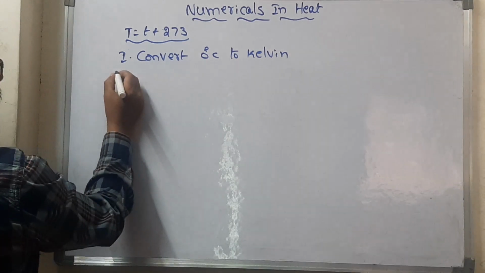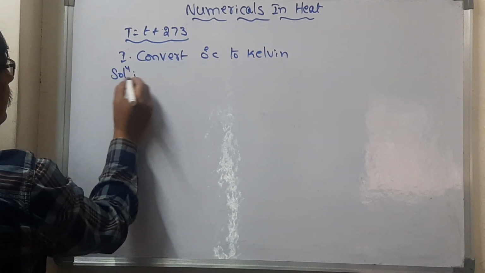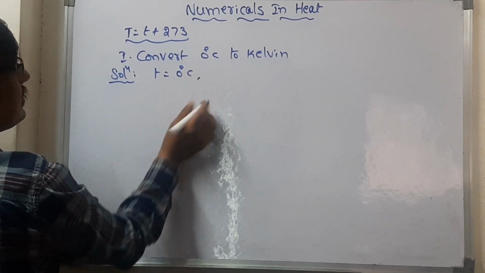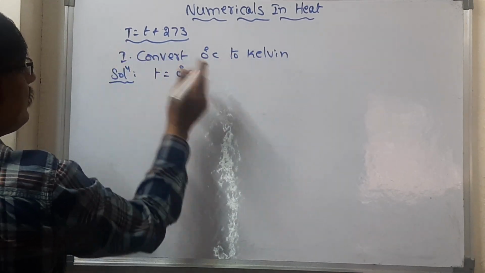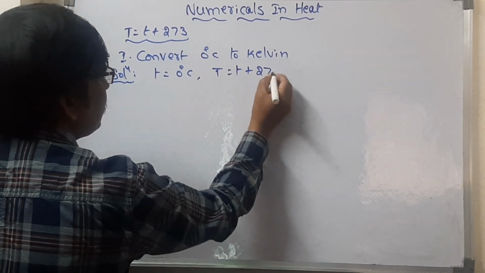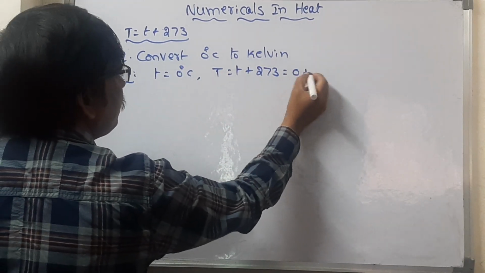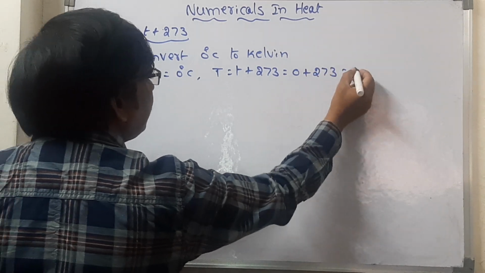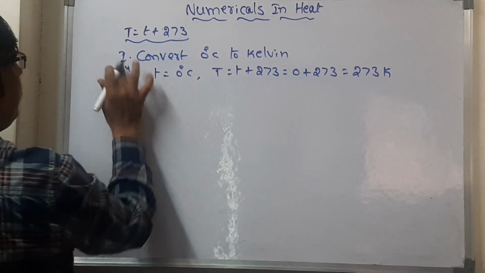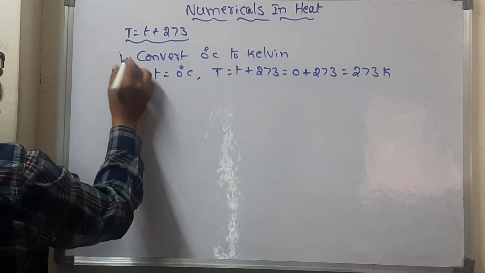What do we have to take for this solution? t is given, t is equal to 0 degree Celsius. You have to convert it into Kelvin. What formula should you use? Capital T is equal to small t plus 273, that is equal to 0 plus 273. Ultimately we get 273 K. So K should be used. Now let us go to the next question.